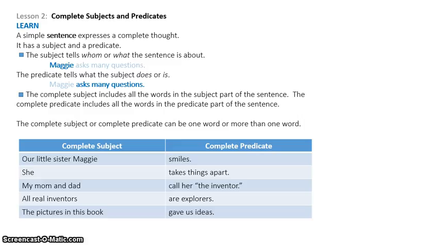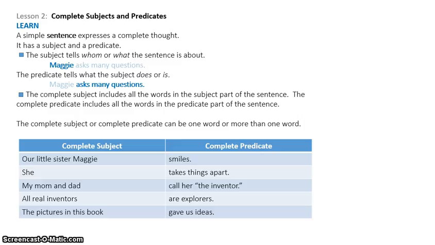The very first sentence it gives is, "Our little sister Maggie smiles." Well, in that sentence, what is the sentence talking about? It's talking about our little sister Maggie. So all of those words are considered to be the complete subject. What does she do? She smiles. Even though it's one word, it's the complete predicate because it's telling what the subject is doing.